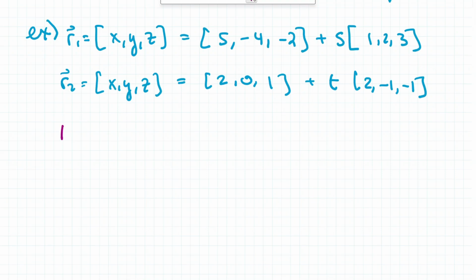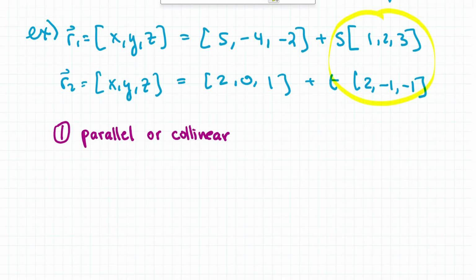Step number 1 is we're going to determine, are they parallel, or let's say collinear? It might be one or the other. In order to check this, we want to determine if their direction vectors are scalar multiples of each other. So let's see that. We have (1, 2, 3) equals k(2, -1, -1). Is there such a k so that this can be true?